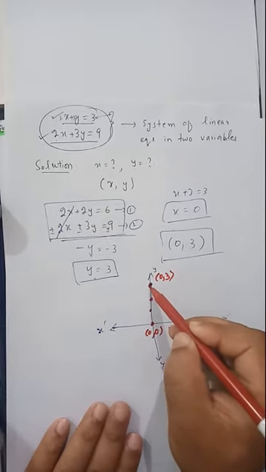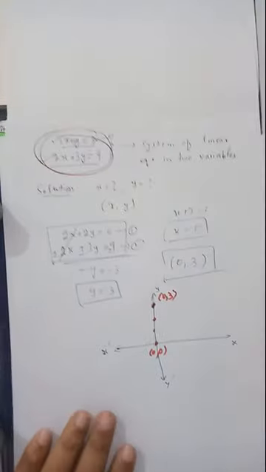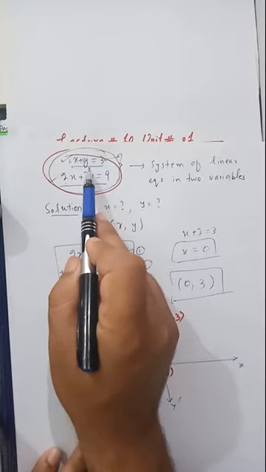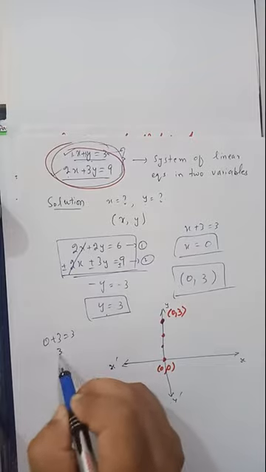So this is the point in a plane which actually satisfies both the equations. If I put (0, 3) here, 0 for x and 3 for y, you clearly see that 0 plus 3 equal to 3, 3 equal to 3.